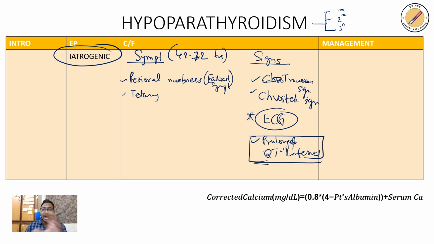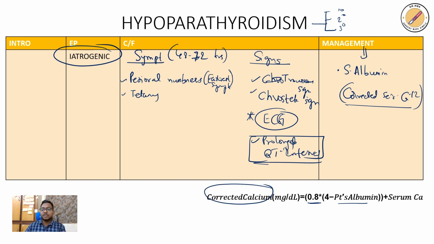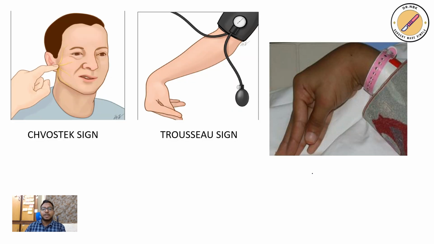So, if you have these positive signs, additionally you will be requiring serum albumin, because you need to check for corrected serum calcium. You will send the blood sample to identify the levels of corrected serum calcium. The formula for this is 0.8 into 4 minus patient's albumin levels, plus whatever the serum calcium levels that you have done, normal laboratory value of serum calcium. This is the value of corrected calcium. So the treatment will be, so these are the signs.